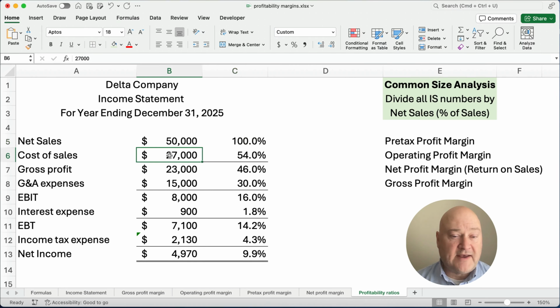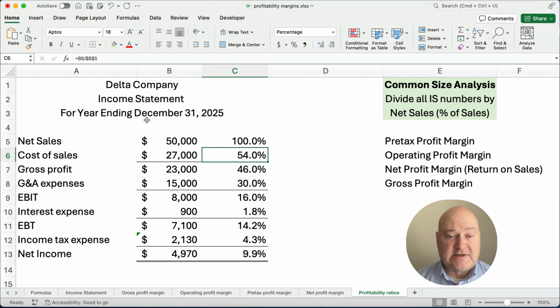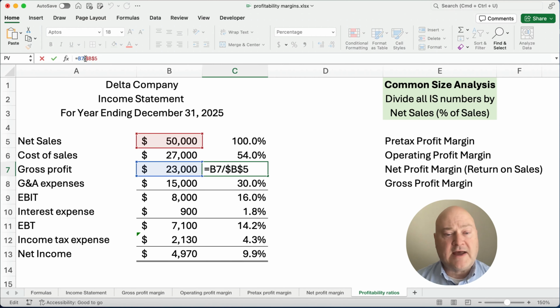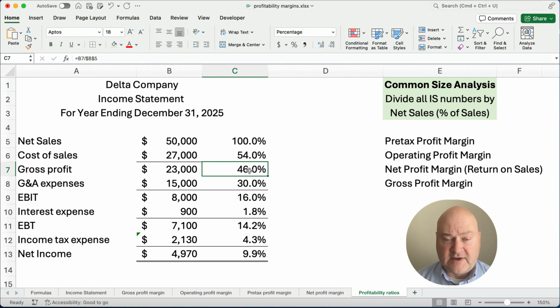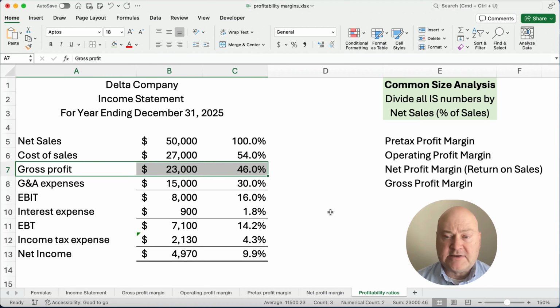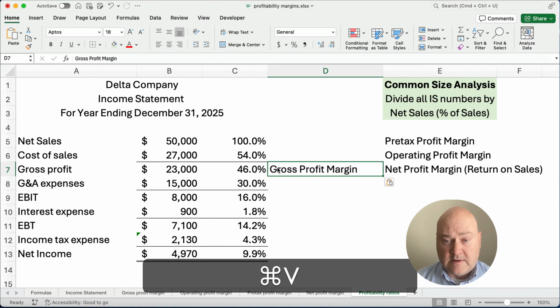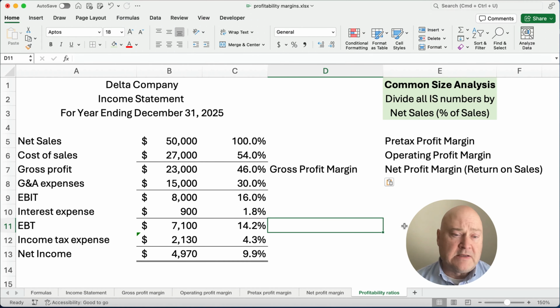But if you took 27,000 divided by 50,000, then that is your cost of sales or cost of goods sold percentage, which leads us directly to the 100 minus 54 gives you 46%, or 23,000 divided by 50,000. So that is your gross profit percent here. So what do we call that? That's our first profit calculation. We're going to call this the gross margin. So the gross profit margin is 46%.